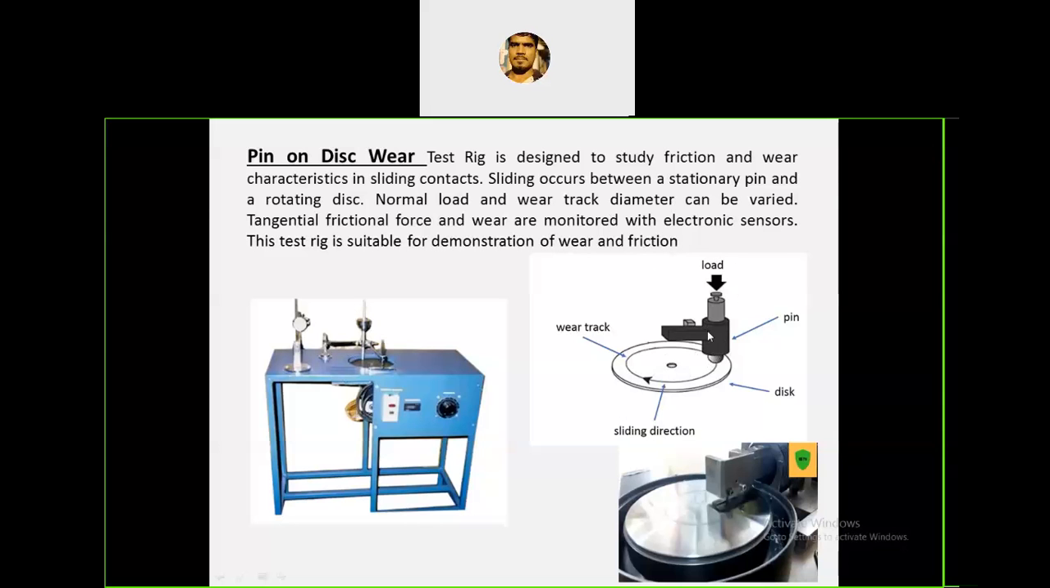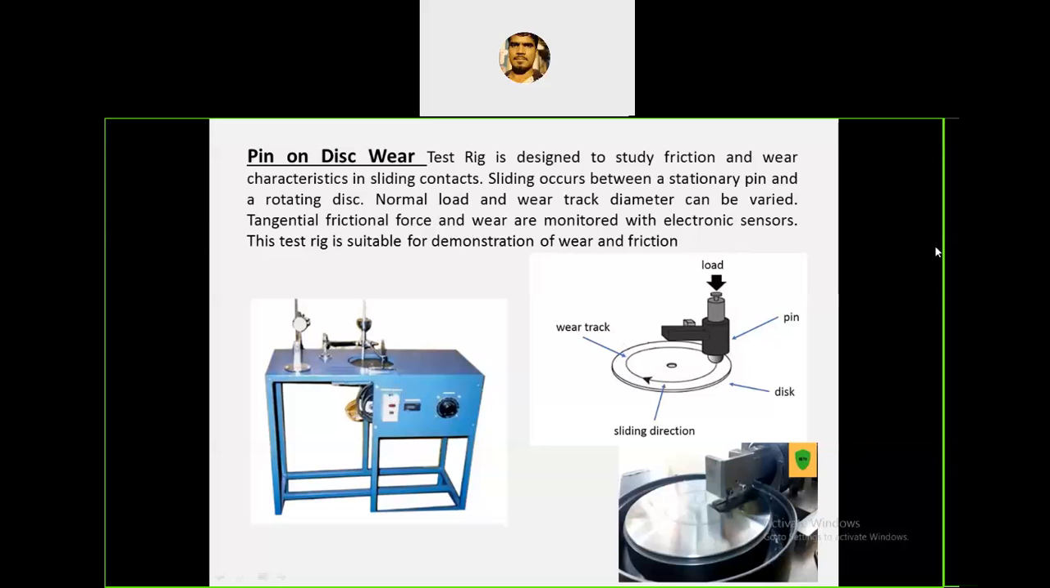See here, this is the pin. Here we are going to place the specimen and apply the load, and the specimen just touches the disc. We are going to apply the load. The load is standard. If you want, you can take 2 kg as a standard.